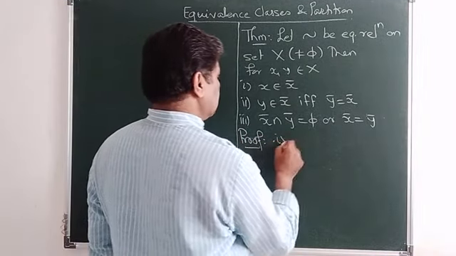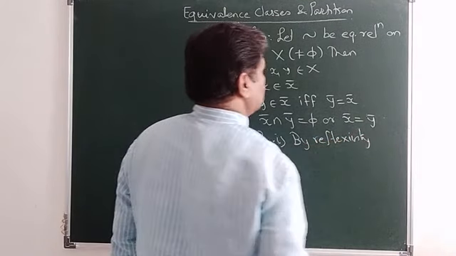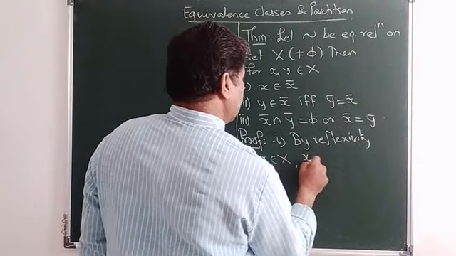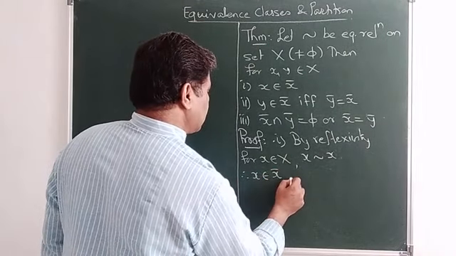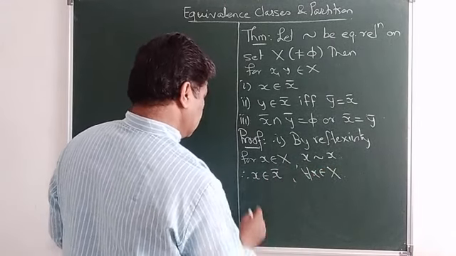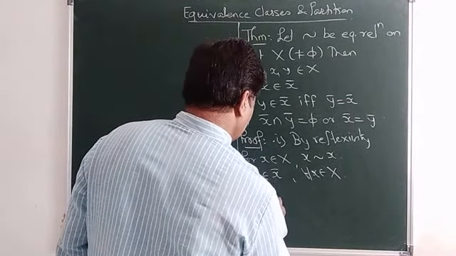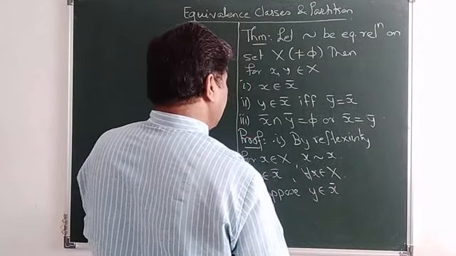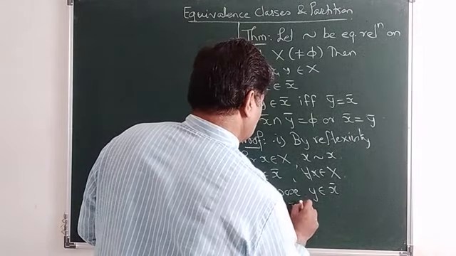So first, by reflexivity, for x belongs to X, x is related to x, and therefore x belongs to the equivalence class x bar, for any x belonging to X. Second, suppose y belongs to x bar. What is your aim? Claim: y bar is equal to x bar.